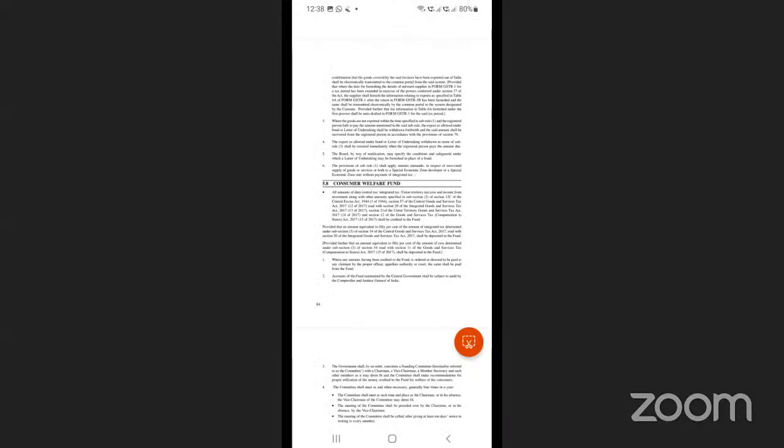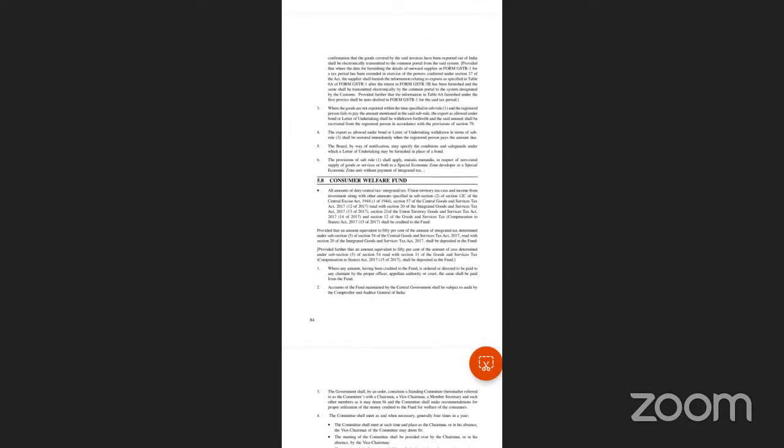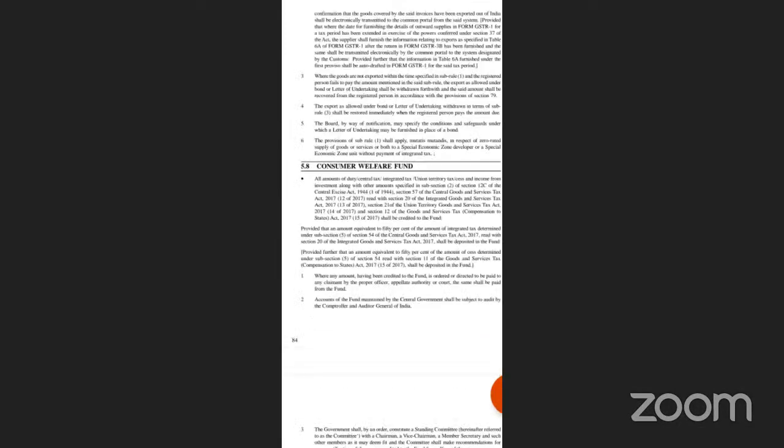Coming to the next topic, I think this is the Consumer Welfare Fund. We have to look at why the Consumer Welfare Fund is created and who will be doing this. Now, let me tell you, the tax or duty paid under the GST Act, the consumer is not paying directly to the government.